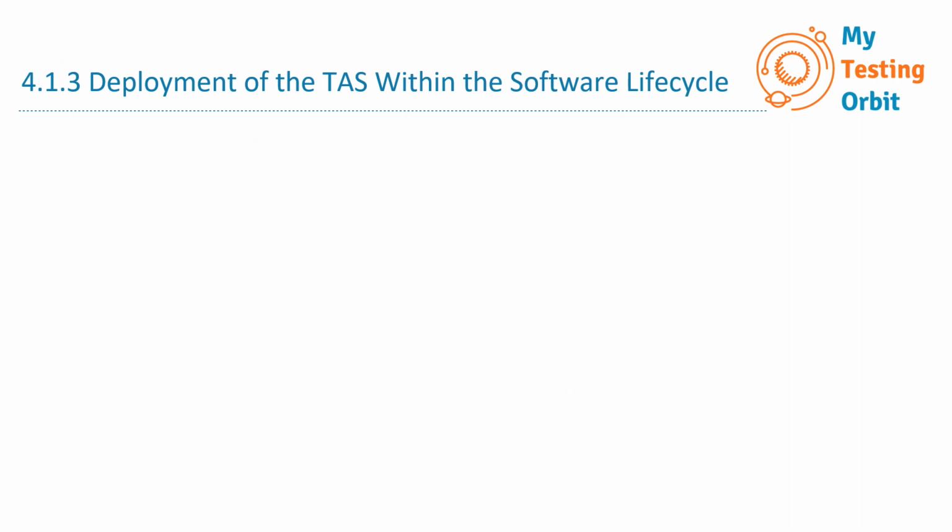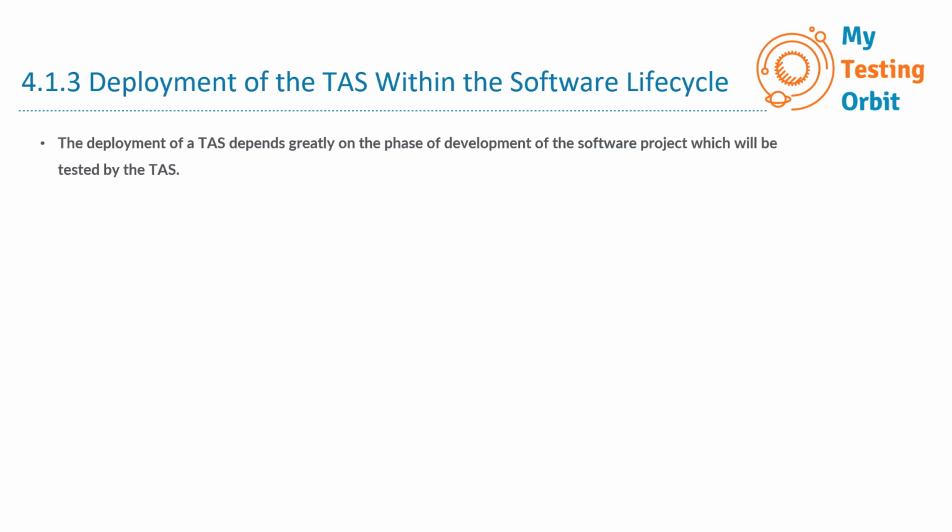Next, we have section 4.1.3, deployment of the TAS within the software lifecycle. The deployment of a TAS depends greatly on the phase of development of the software project which will be tested by the TAS. This means that when and how you deploy the TAS is closely tied to where the software project you are testing is in its development cycle. It's all about timing.